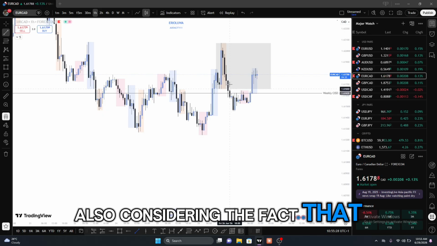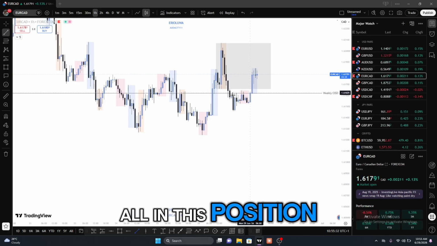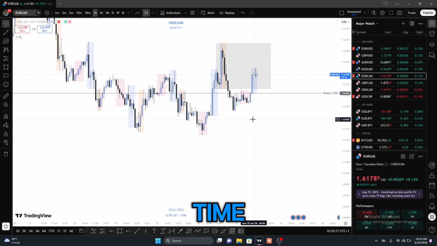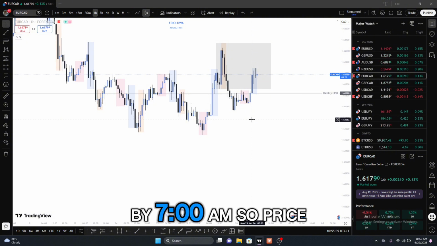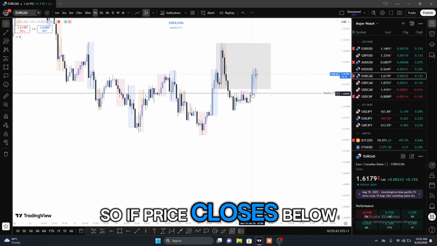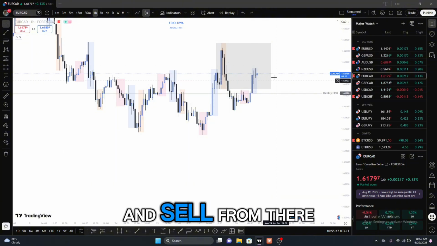Also considering the fact that we have this particular range, we have this liquidity all in this position. So price swept liquidity at the key time. And what is the key time? By 7 o'clock AM. So price swept the liquidity at 7 o'clock AM. Then if price closes below this particular candle, then I can take it as my confirmation and sell from there.